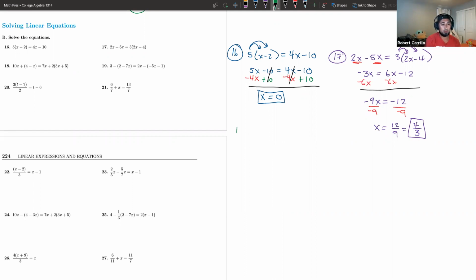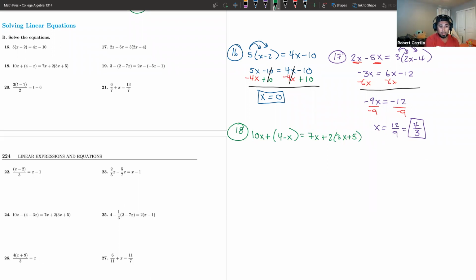All right. 18. Okay, so 18, 10x plus 4 minus x equal to 7x plus 2 times 3x plus 5. Okay, so we have some cleaning up to do on the left side and the right side.